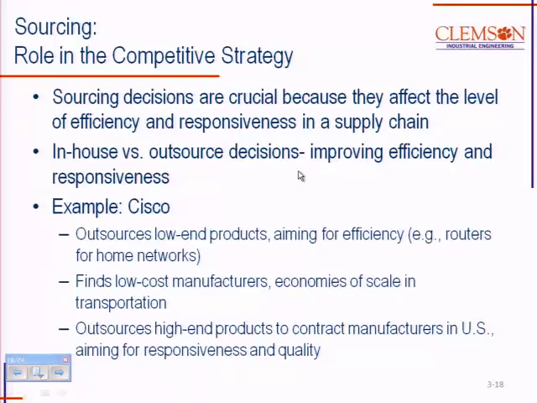So, have things sent over less frequently but in bigger bulk to keep costs down on low-end products. An example here is routers for home networks. But on some of their high-end products, they use the opposite approach, where they want to be very responsive. They'll contract with local suppliers or manufacturers in the United States so that they have a closer relationship with how the work's being done and can get product to them more quickly and ultimately to their customers.